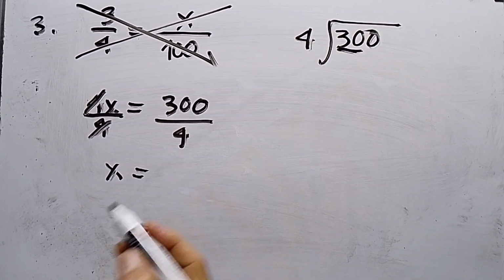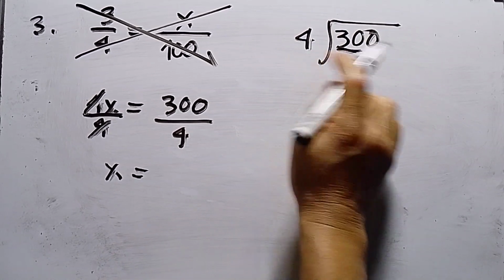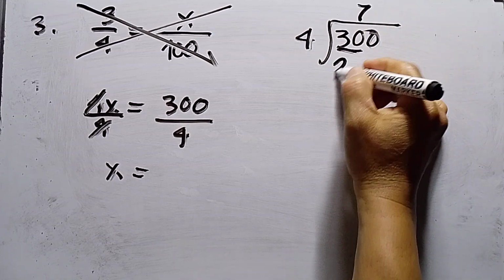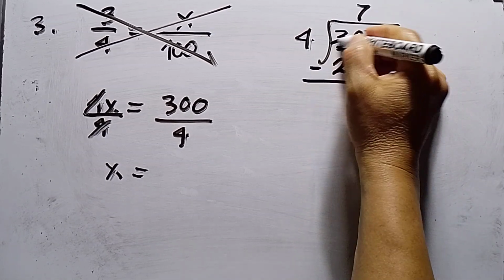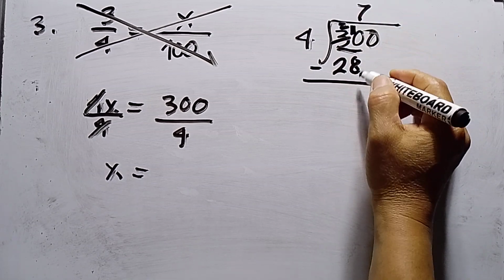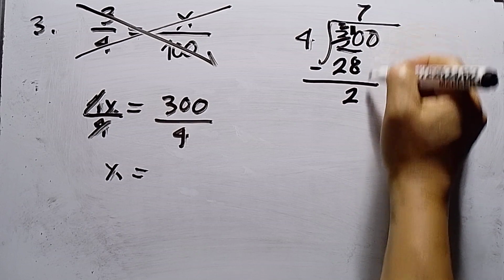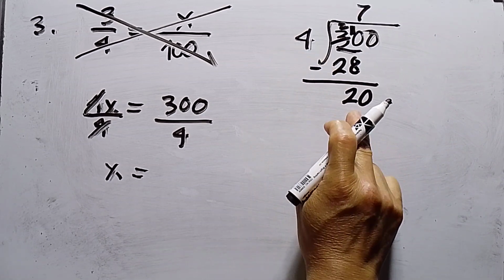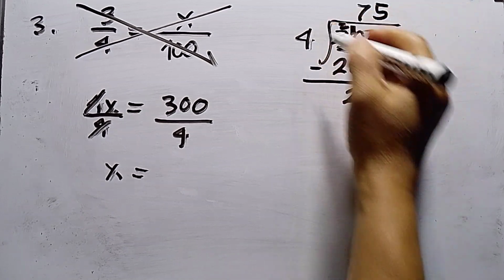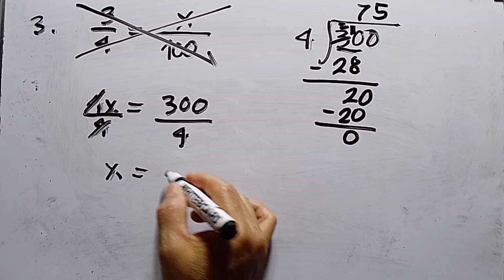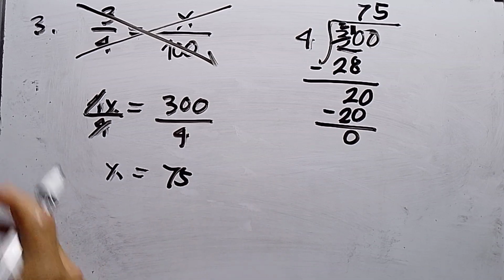Use this one. So estimate, how many 4s do I have in 30? 7, 28. Borrow from here. This will be 2, and then this 10. So 10 minus 8 is 2. Then bring down 0. So how many 4s do I have in 20? That is 5. Then multiply 20. So I've got 75 for number 3.